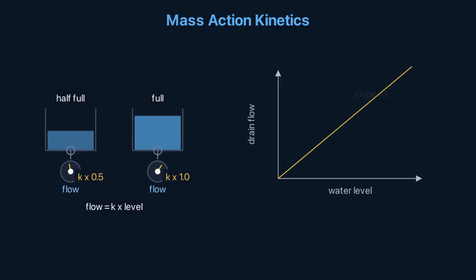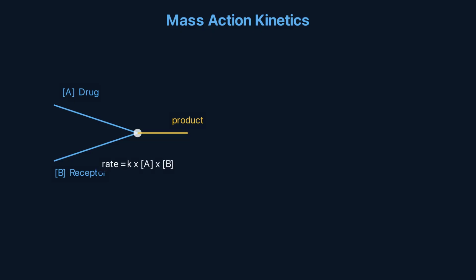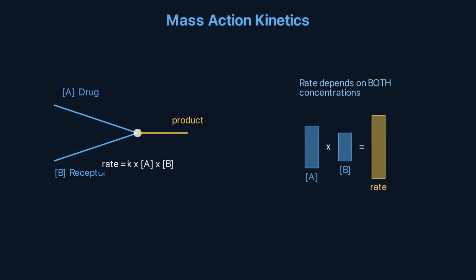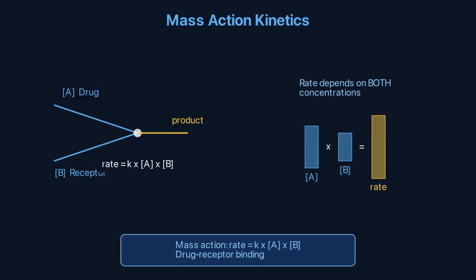Now add a second pipe. If two chemicals need to meet and react, the rate depends on both concentrations. Rate equals k times A times B in QSP. This describes drug binding to a receptor. The binding rate depends on both drug concentration and free receptor concentration. More drug, faster binding. More receptors, faster binding. Most of the rate equations you'll see in a QSP model are mass action.